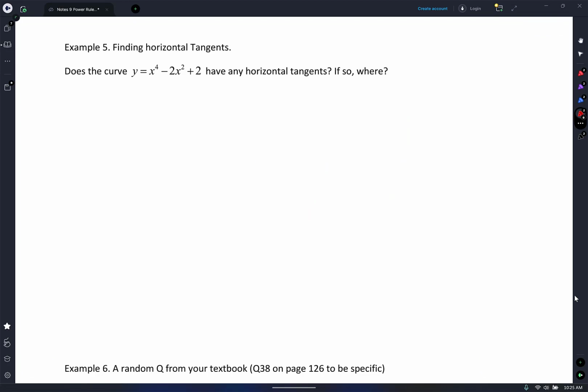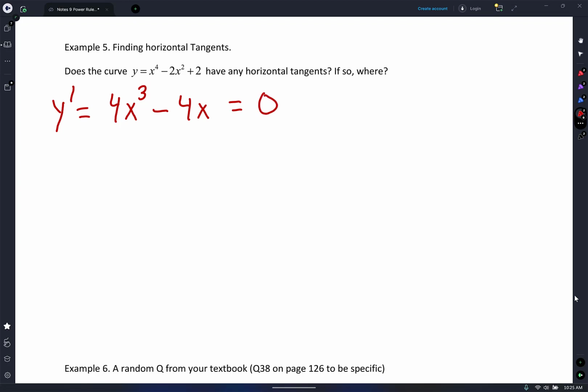Let's just see where my horizontal tangents are. So remember that a horizontal tangent has a slope of 0. So I'm going to take a derivative because derivative gives me my expression for tangent slopes, and I'm going to set that equal to 0. So here we go. Does everyone see the game plan? Okay, I'm going to take a derivative. Y prime equals, what's the derivative of that? 4x to the 3rd, minus, what's the derivative of 2x squared? 4x. And the derivative of 2 is 0, right? So there it is. I'm going to set this equal to 0.